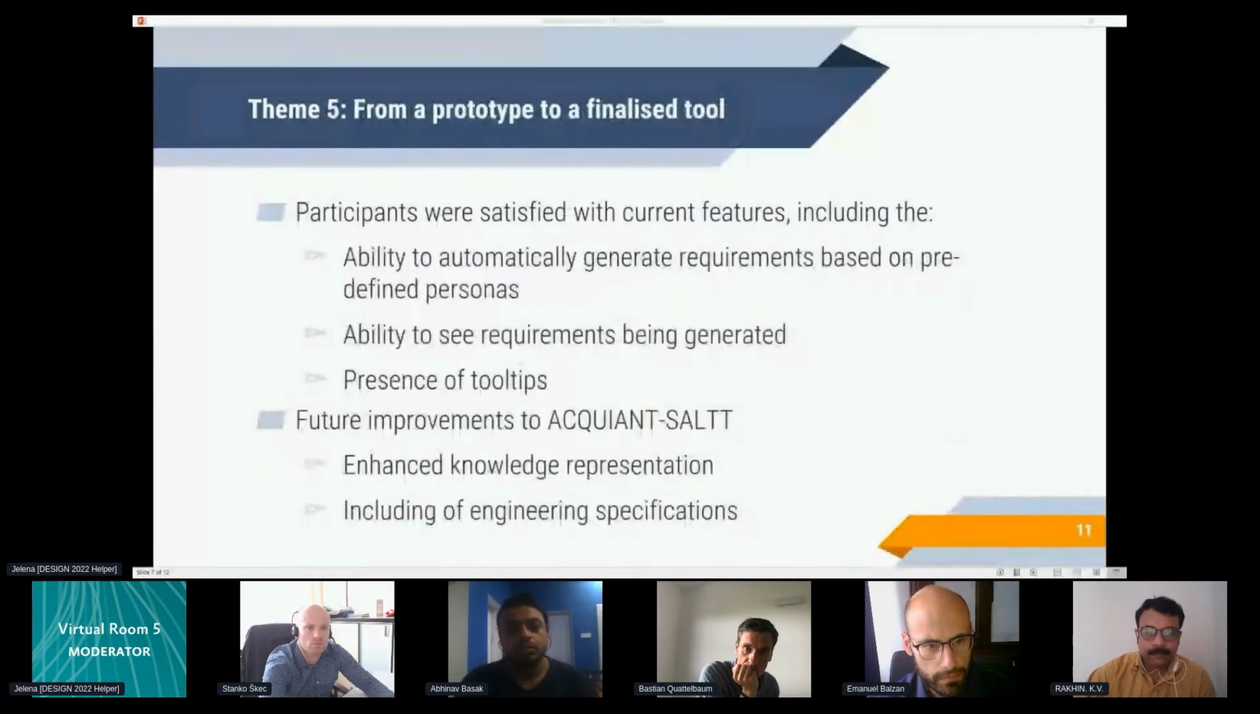The fifth theme focused on features which the participants particularly liked and others that need improvement. Among their preferred elements in Acquaintsalt were the ability to automatically generate requirements based on predefined personas, the ability to see the generated requirements as the designers interact with the tool, and the presence of tooltips which explain every area on the user interface. In terms of improvements, the participants suggested having more knowledge bases that would support their decisions and the ability to specify technical specifications.